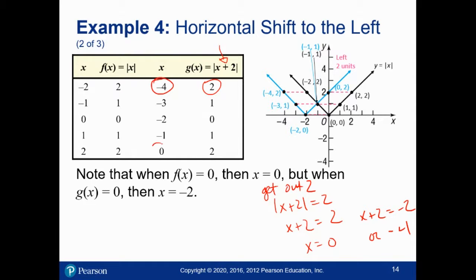And that's what these things here are. Okay. Instead of getting out a 2 when I plug in a 2, or a minus 2, that's what would have happened with my original absolute value function. Now it's all been moved to the left by 2 units.